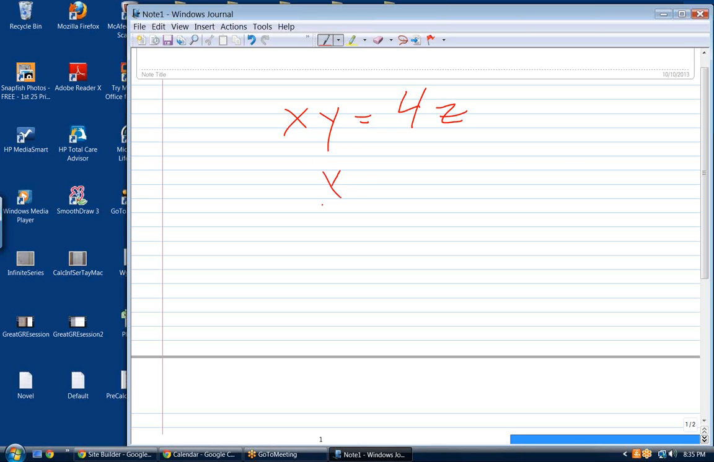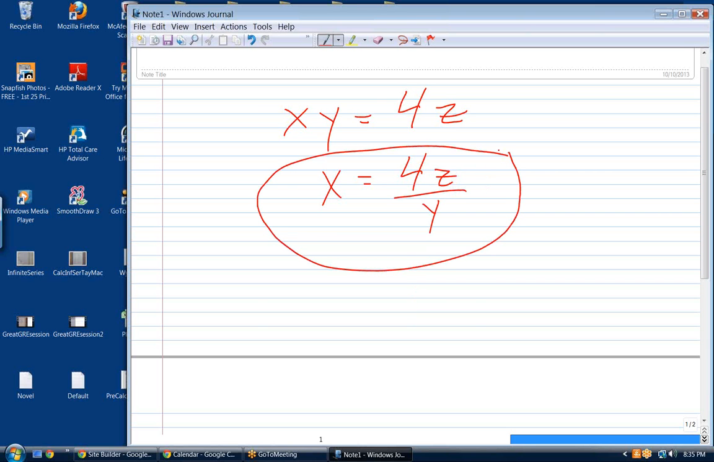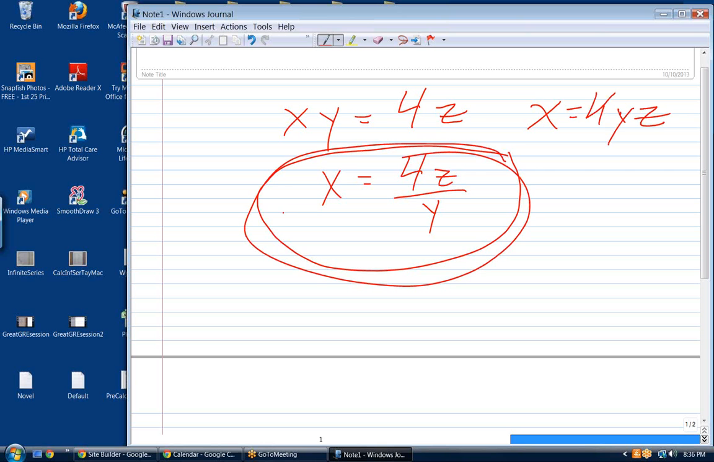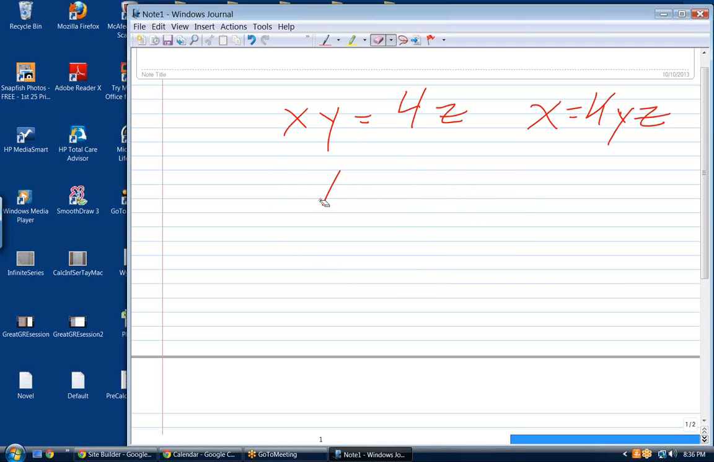So when we solve for x, what do we get? 4z divided by y. Right, so x varies directly with z, but inversely with y. So x does not vary jointly with y and z, since jointly means that it has to be x equals y times z times k. It's only going to be joint if you can make it look like this. And I can't here. I have to divide by y.